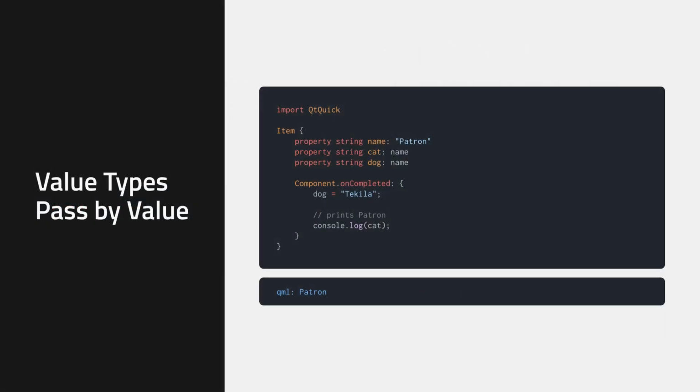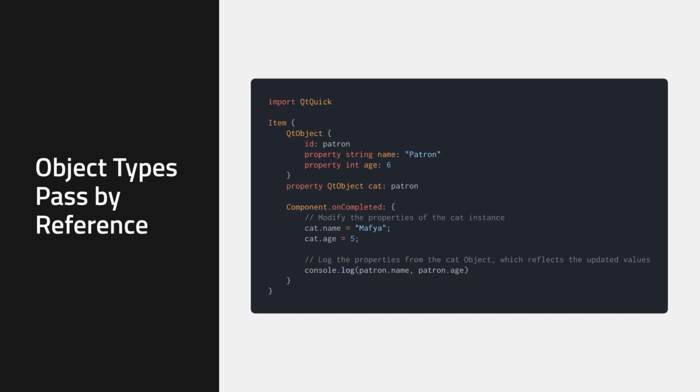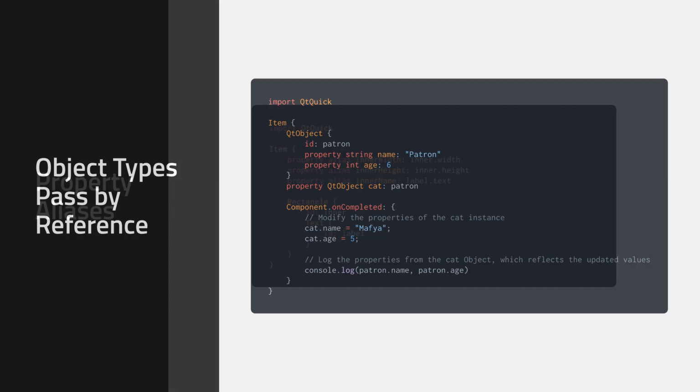Let me show you an example. Here we have cat and dog properties with type string. Both are bound to the same property name. Because string is passed by value, modifying the dog property will not change the cat property or the original name property. However, if you assign an instance of an object type to a property of the same type, both properties carry the same value. In this example, the property, cat, with a Qt object type is defined. Modifying the value in cat also modifies the original object because it's passed by reference.